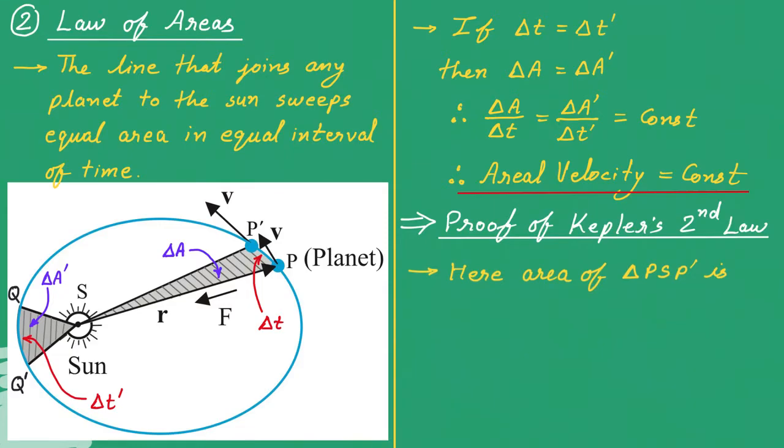First of all, see that here the area of triangle PSP dash, look here, PSP dash triangle. So the area of this triangle PSP dash is given by delta A, right? Now area of any triangle is always equal to 1 by 2 base into height. Now here in the figure, base is this one PP dash and height is this one, that is R, right? So I can write the base, that is PP dash, and height, that is R.